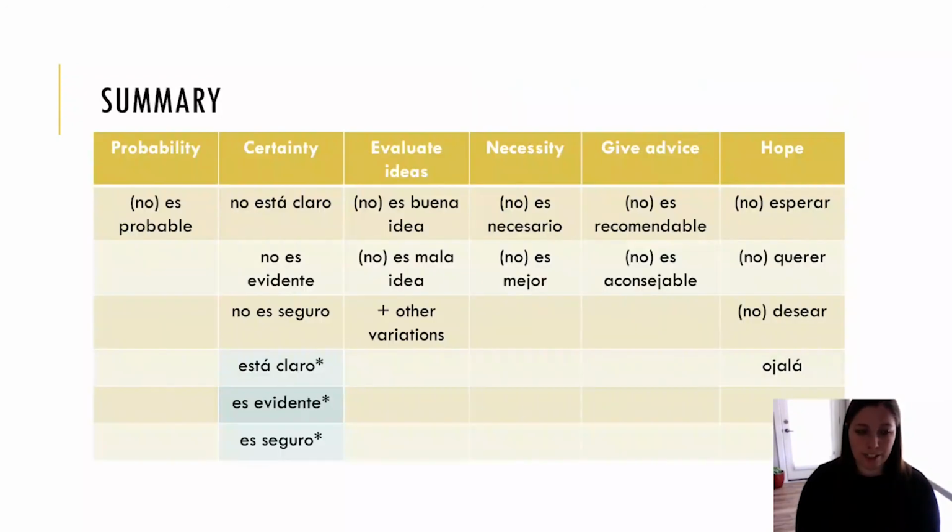So in summary, here are the different phrases that you would use to form the subjunctive. You can see that under certainty, I have 3 in blue to indicate indicative. In those situations, you wouldn't use the subjunctive, but in all the others, you would.